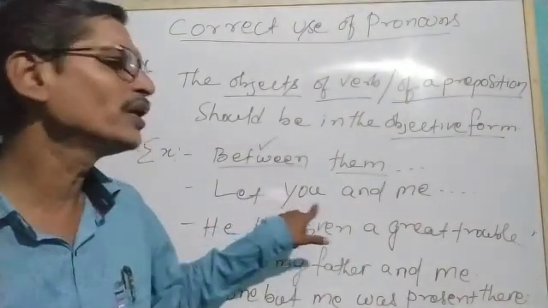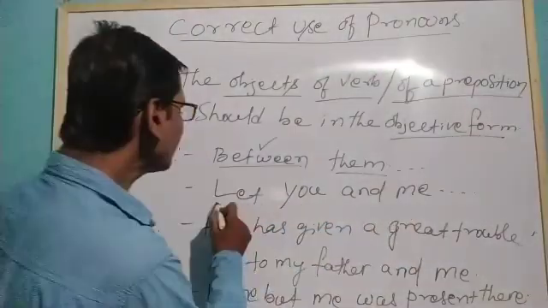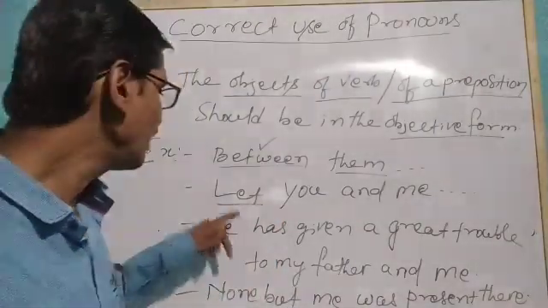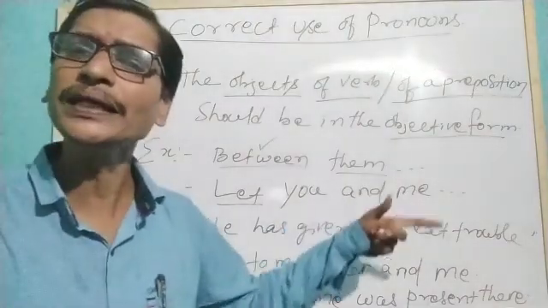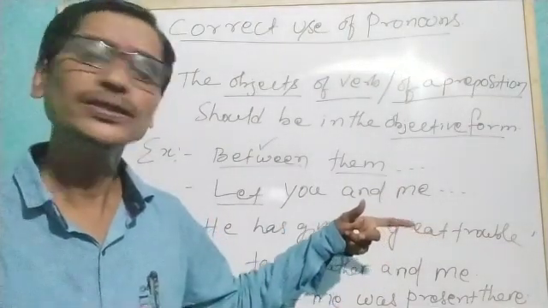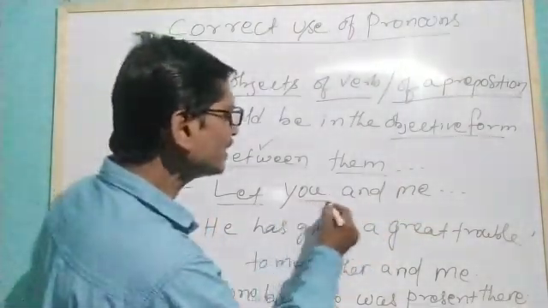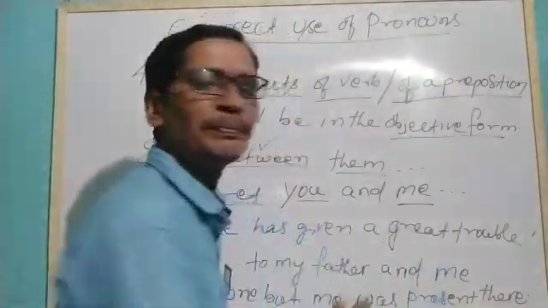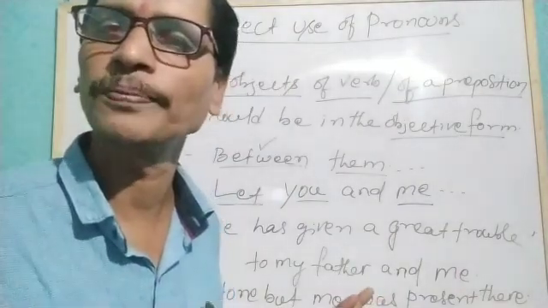Similarly, let's take the second example. Let you and me. Here, 'let' means what? You can say it is a verb. Understand? Let you and me. So here 'you' is also the objective form, and 'me' is the objective form.